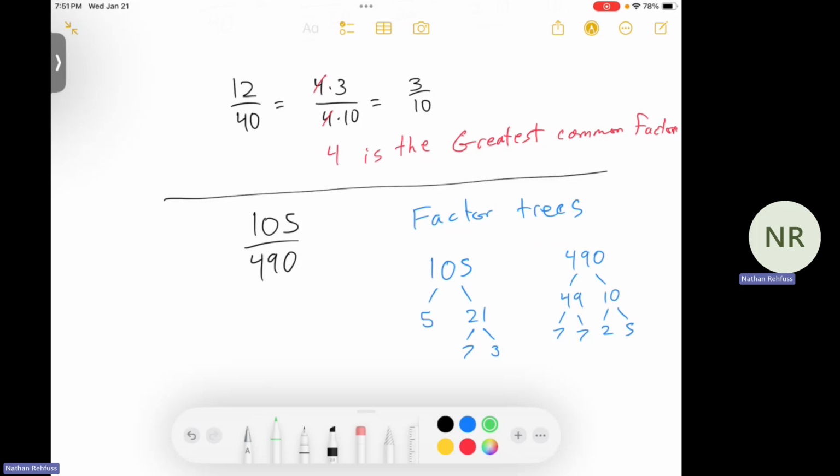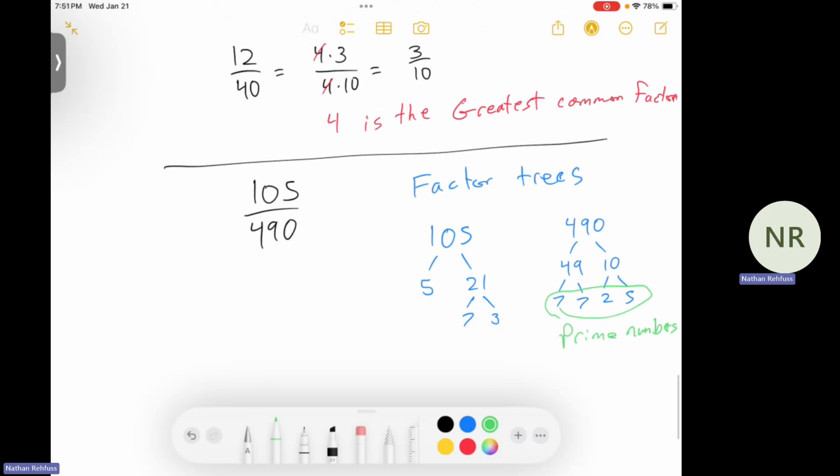These numbers at the bottom here are called prime numbers. And that means they can't be divided any further. The only way to divide up 7 is 7 times 1, so there's no point. 21 is not prime because it breaks into 7 and 3. There's a point to that.